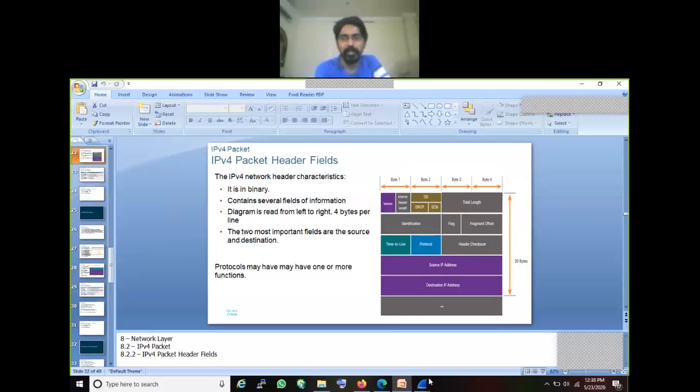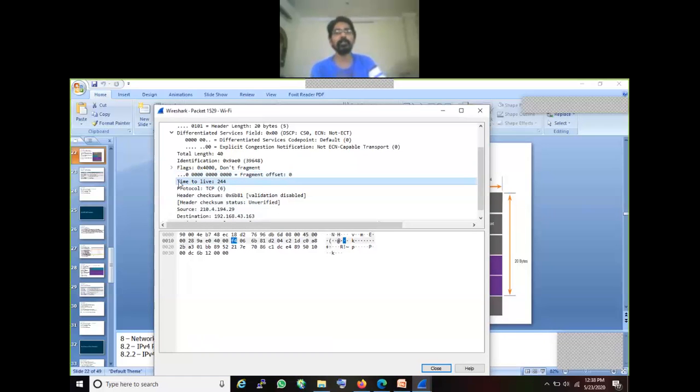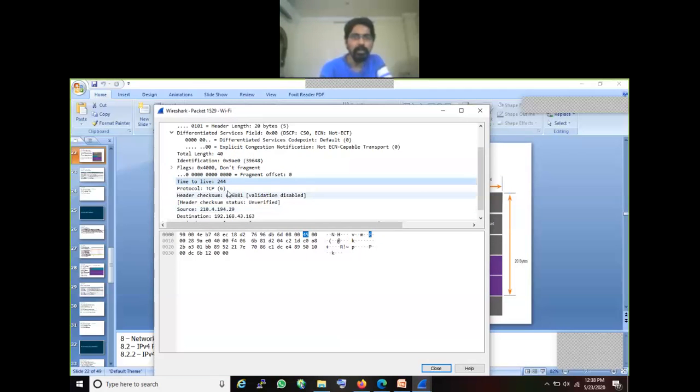Time to live means the number of hop counts. Observe, what is the time to live? 244 means my packet can cross 244 hops. After the 244 hops, the packet will be discarded, right? Next, what is the next field? Protocol. Which protocol am I using? That means this frame uses TCP. Okay, TCP. Next, header checksum.